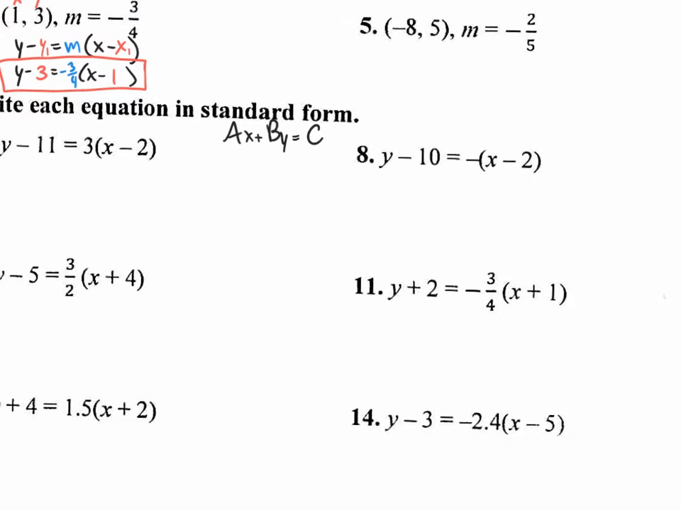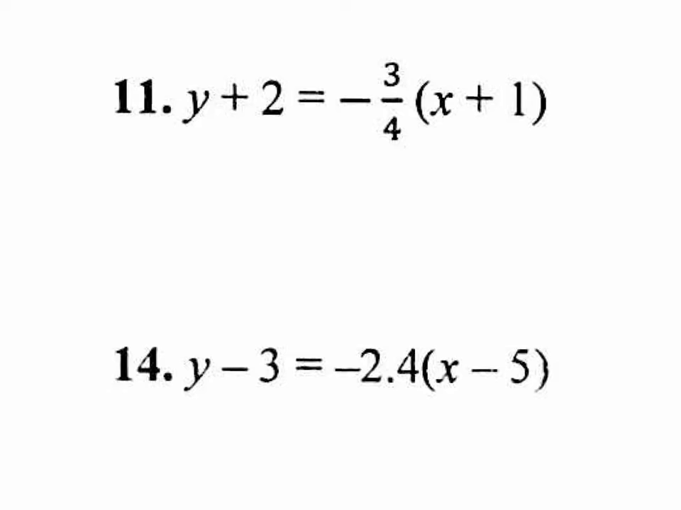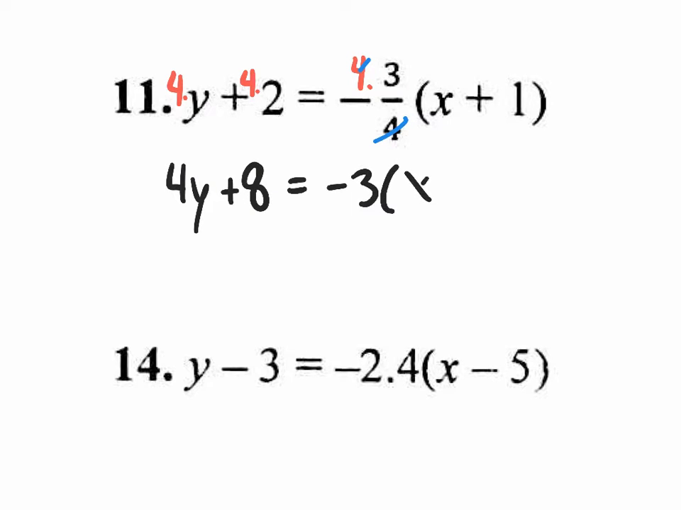So they give you an equation. So we have some with decimals and fractions. Which one do you guys want to do, 11 or 14? 11. Okay, so if you don't want fractions, what could you do to get rid of that fraction? Multiply everything by 4. So that times 4, the 2 times 4, the 3/4 times 4. You're going to end up with a new equation that reads 4y plus 8 equals, the 4's cancel. You end up with a negative 3 parenthesis x plus 1. You do not have to multiply the x or the 1 inside the parentheses by 4 because it's kind of like protected by the parentheses.